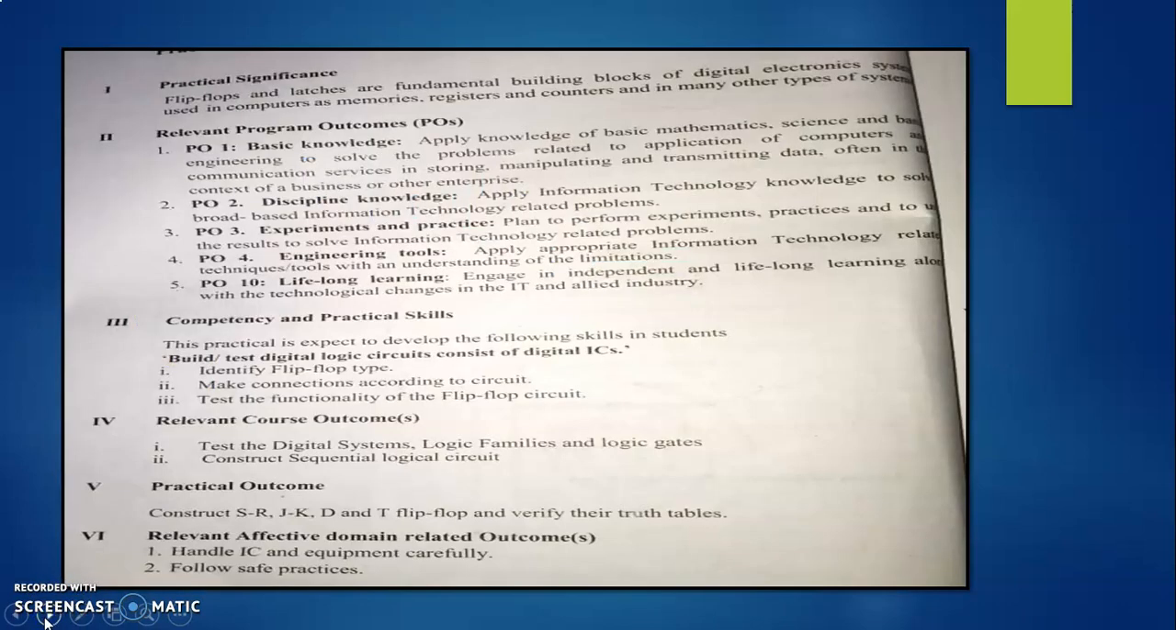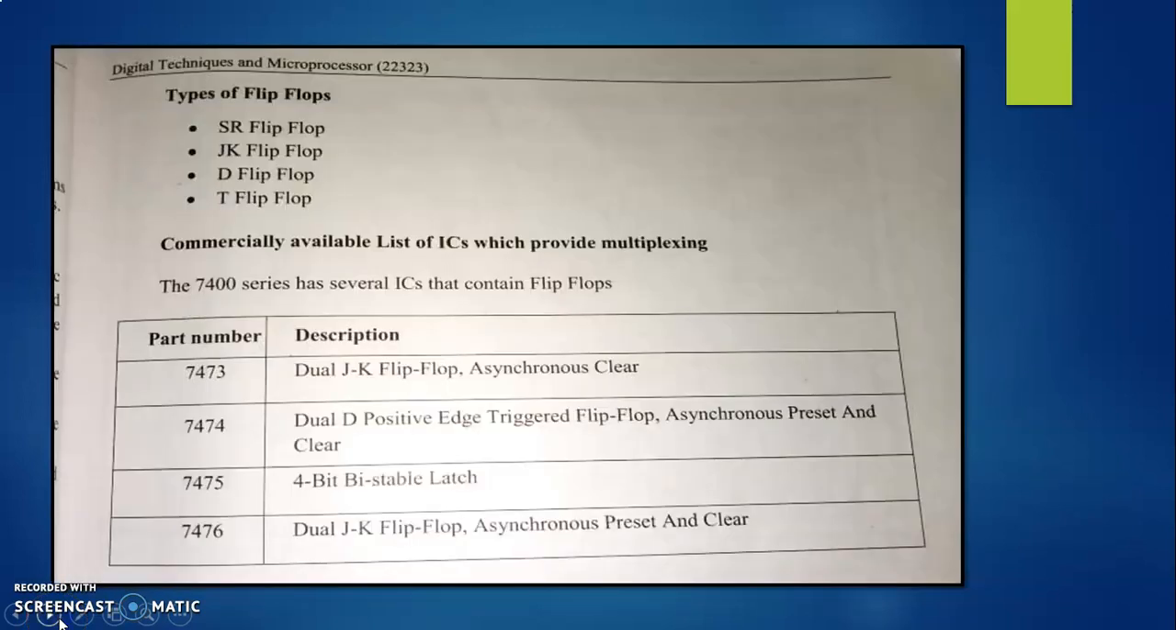Next is your practical about the flip-flop. So this is the program outcome. We can see the relevant program outcome and how we can handle it. So what is the practical outcome? You have to construct the SR, JK, D and T flip-flop. As we can see, this is a sequential circuit, so a sequential circuit will store the present and past input also.